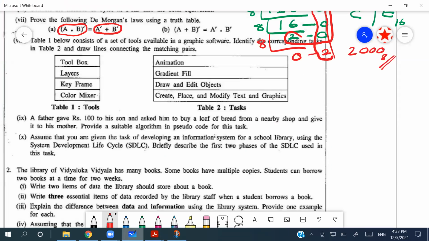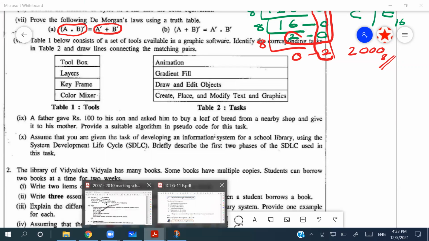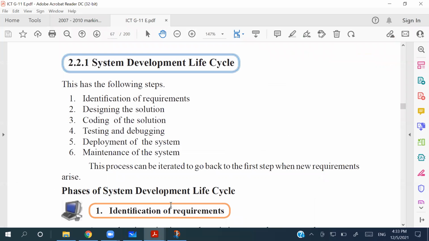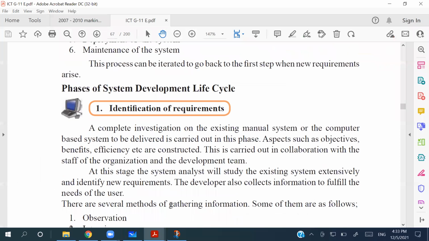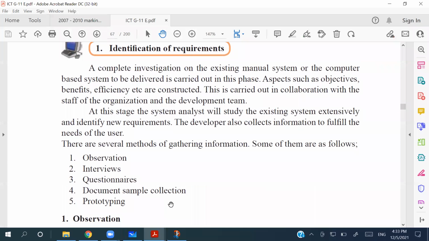So the very last question of the first question says, it's assumed that you are given the task of developing an information system for a school library using the system development lifecycle. Briefly describe 2 phases of SDLC used in this task. First 2 phases, right? So according to your syllabus, you are going to talk about the identification of requirements and designing the solution, right? So regarding identification of requirements, you can use methods like observation, interviews, questionnaires, document sample collections, prototyping kind of techniques. This is the phase where the project team is going to have a primary idea about the system. Simple as that.